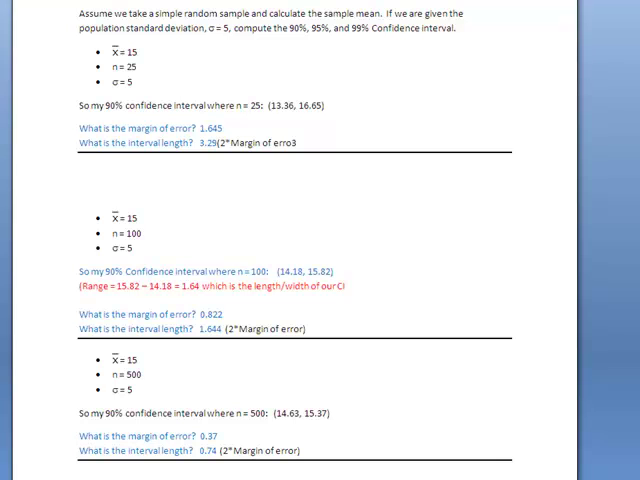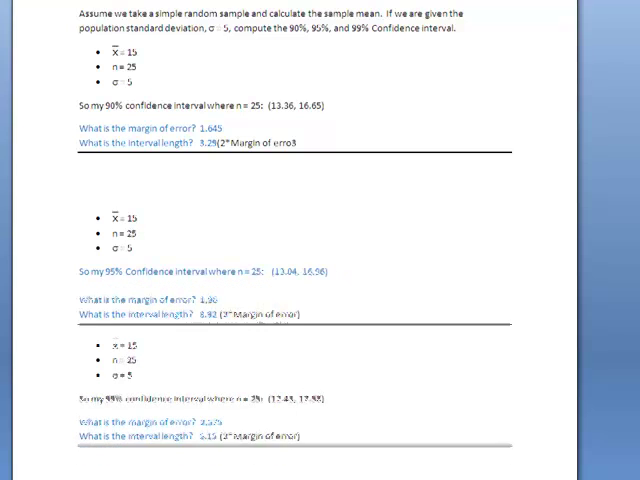Now, let's see what happens if everything stays the same, but our confidence level changes. So now let's take a look at what happens when we increase our confidence level. So we're going to take samples of size 25. All the conditions are the same. And so the 90% confidence interval, where n is 25, is 13.36 to 16.65. Our margin of error is 1.645. The overall length of my confidence interval is 3.29.